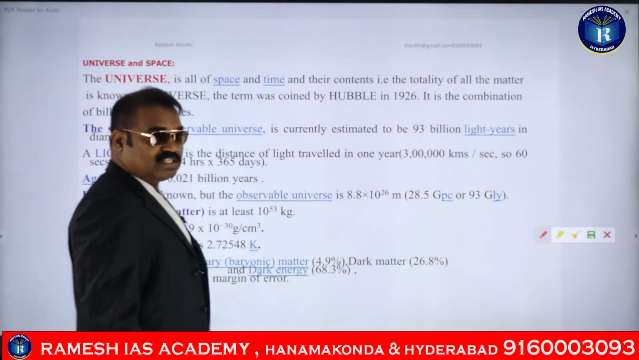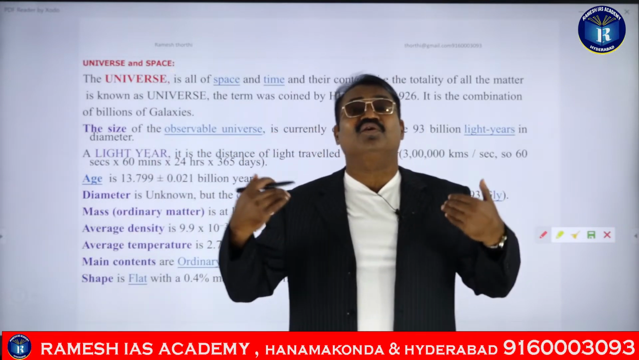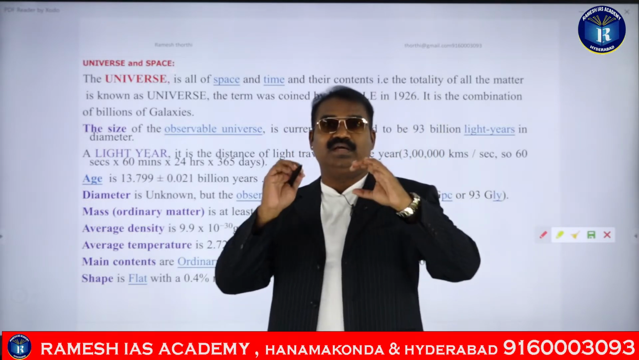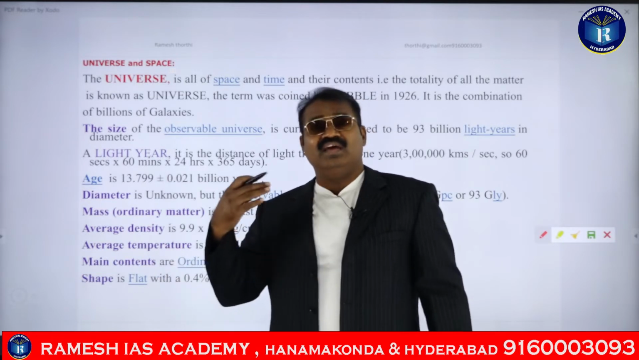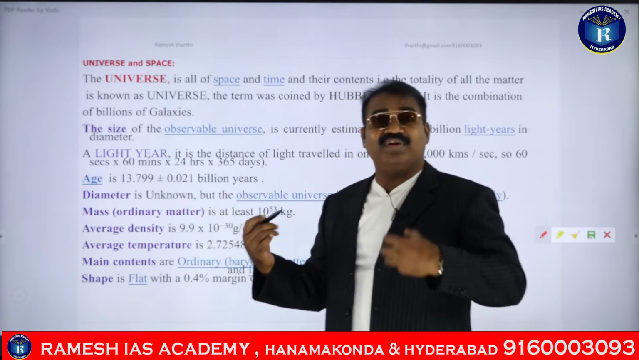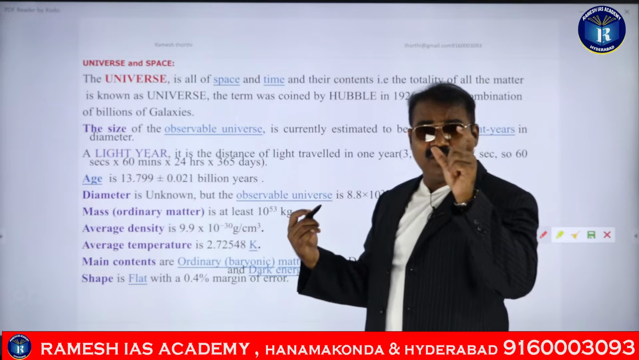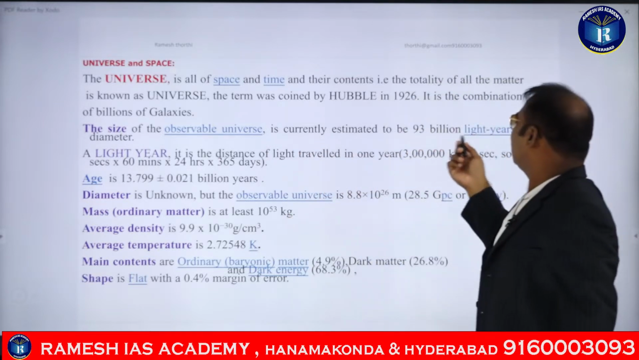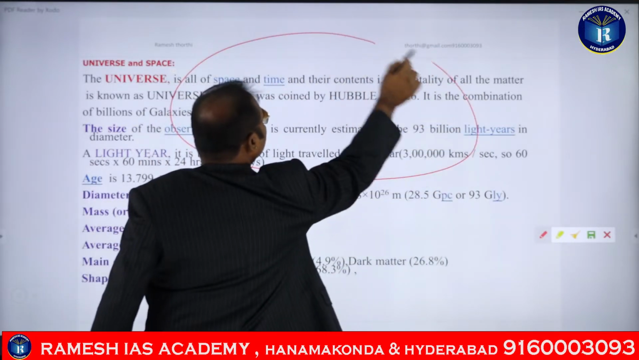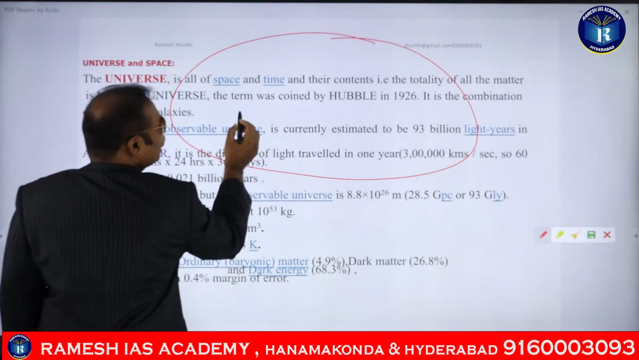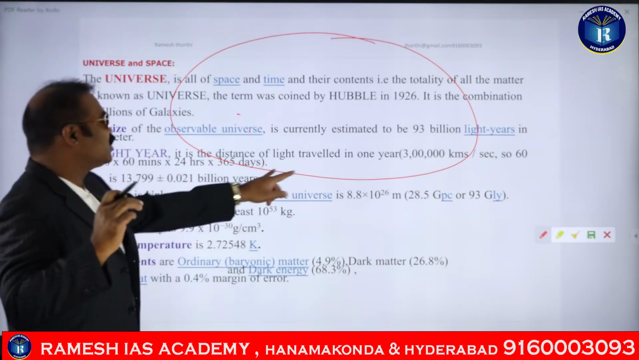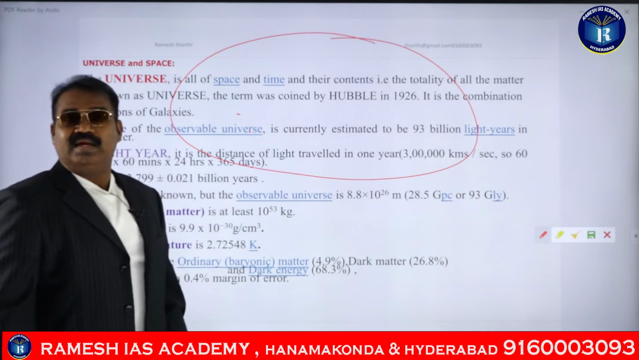Then the size of the universe: actually, the size of the universe is not known to anyone. With present day technologies, with present day optical instruments, the high ranged telescopes, we have seen only up to 93 billion light years. Let us suppose this is our universe and we are present somewhere here, so we have seen only this much. The observable universe is only 93 billion light years.